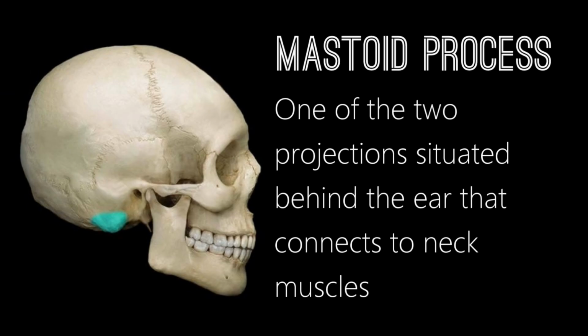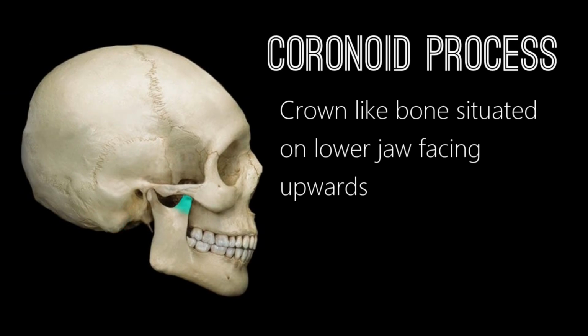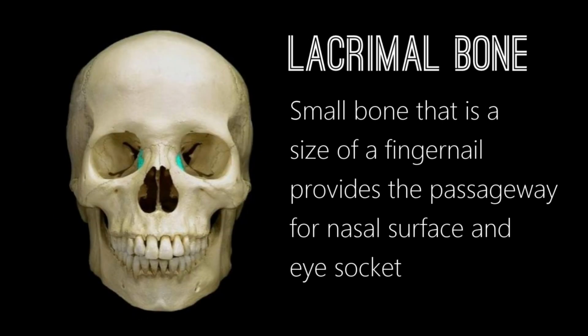Mastoid process: one of the two projections situated behind the ear that connects to neck muscles. Coronoid process: crown-like bone situated on the lower jaw facing upwards. Lacrimal bone: a small bone the size of a fingernail that provides the passageway between the nasal surface and eye socket.